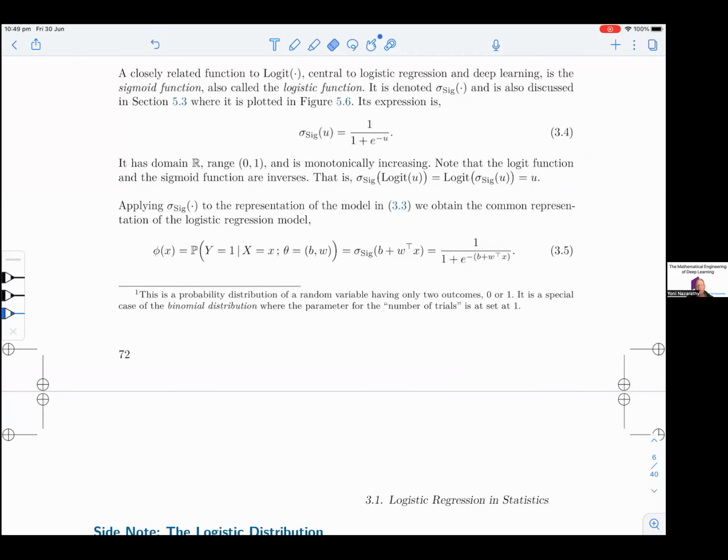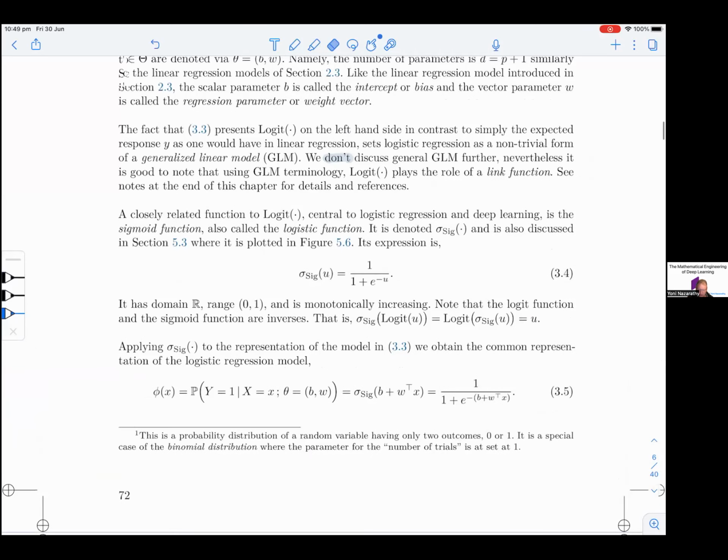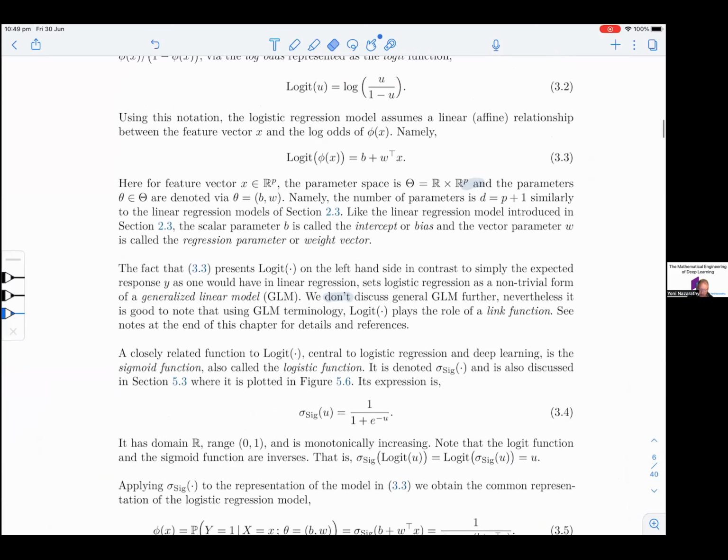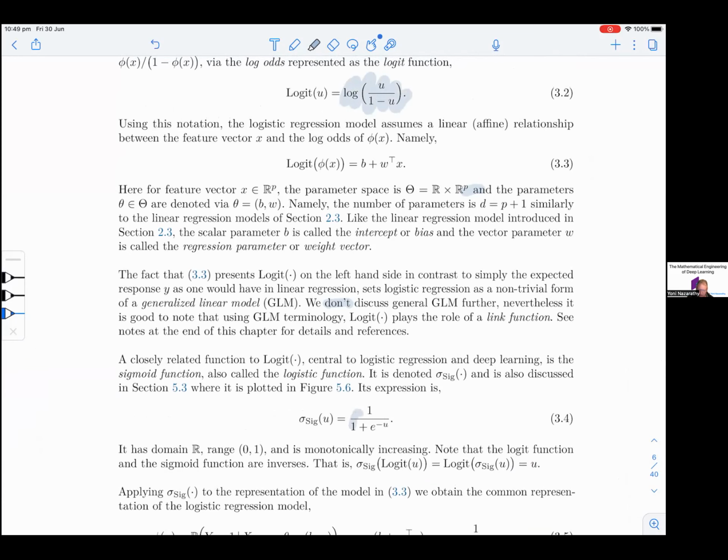Back to chapter 3 here. It has domain R, range 0, 1, and is monotonically increasing. Note that the logit function and the sigmoid function are inverses. So here's our logit function back here. These two are the inverses of one another. That is, the sigmoid applied to the logit is like the logit applied to the sigmoid, and they're both just u, which gives us the identity. So they undo each other.